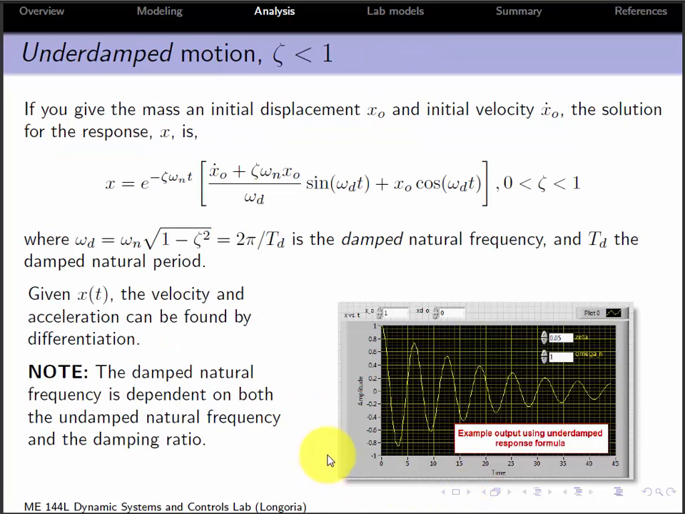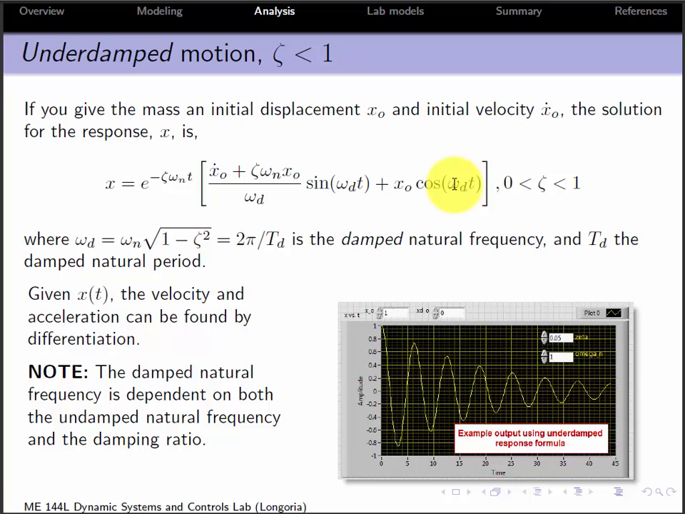Because that's going to be the system that we study in lab. So for the underdamped case, zeta less than 1, and this is again the unforced case. We're looking at just the response to initial conditions. I'm giving the mass a displacement, deflecting the spring, for example.